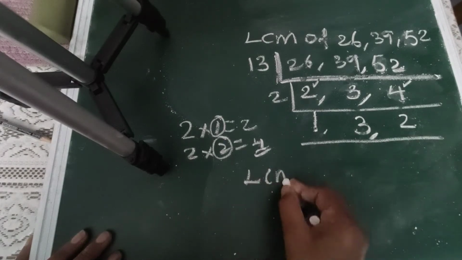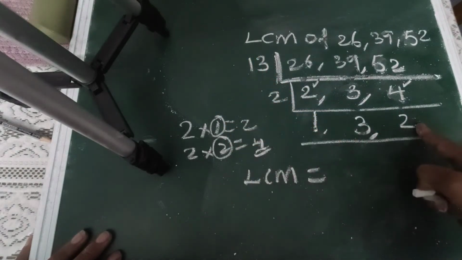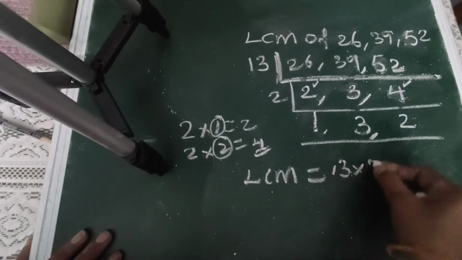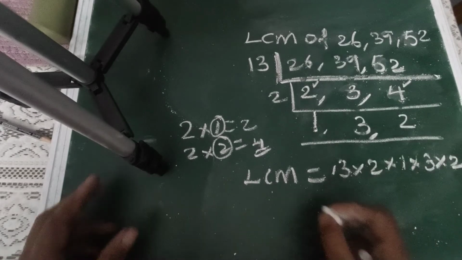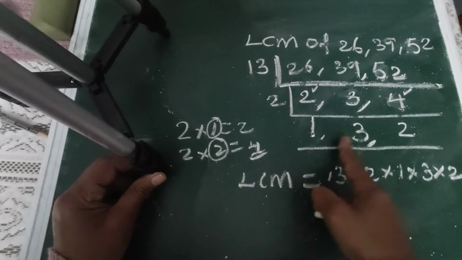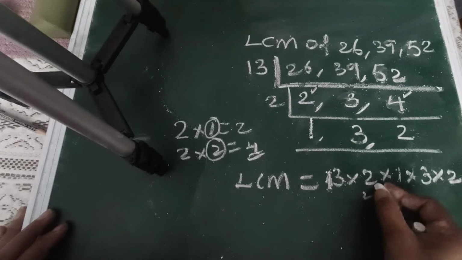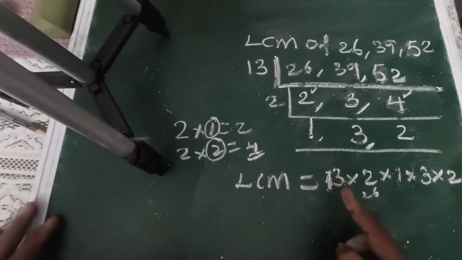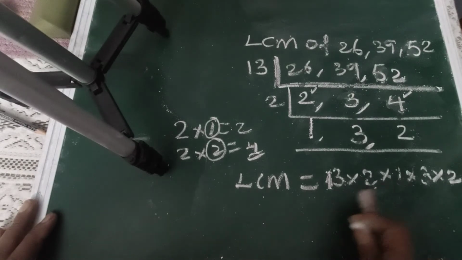Now, what is LCM? Multiply everything from the starting divisor till the last divisor. You multiply all the numbers. What is it? 13 into 2 into 1 into 3 into 2. Any doubt? 13 into 2 into 1 into 3 into 2. Now multiply them. 13 2s are 26. This 26 into 1. What mistake do you all make? 13 2s are 26. Then you say 2 1s are 2. Then you write 1 3s are 3. Then 3 2s are 6. Finally you end up with 6. That is not the way you multiply.